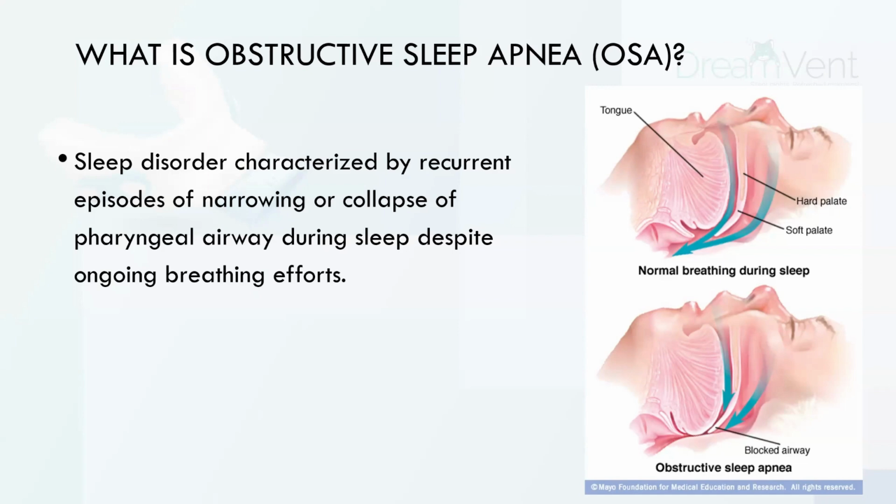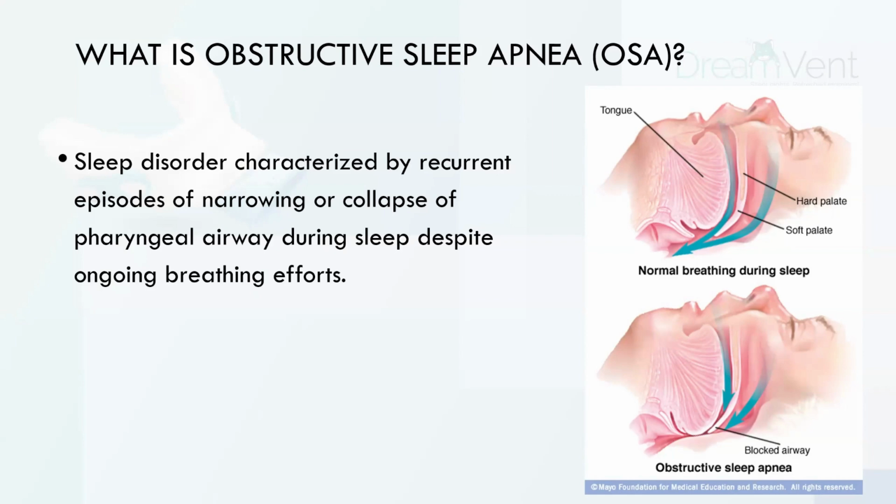So you can see these diagrams. The top one here is normal breathing. I know all of you can appreciate the upper airway anatomy here. We have the nasal airway. We have an oral airway. You have the tongue here, and this is the pharynx. So this is a small portion of our airway, which is prone to collapse during sleep.